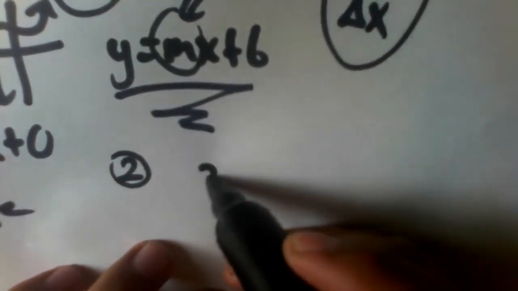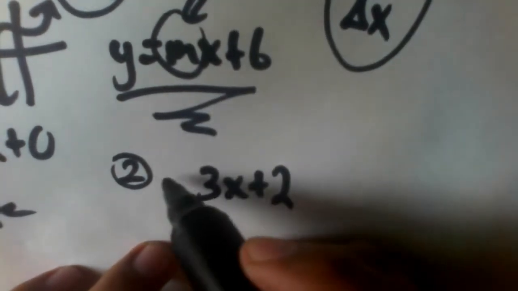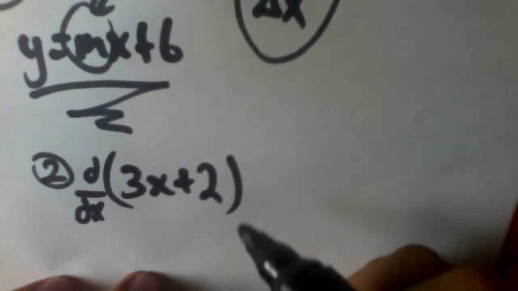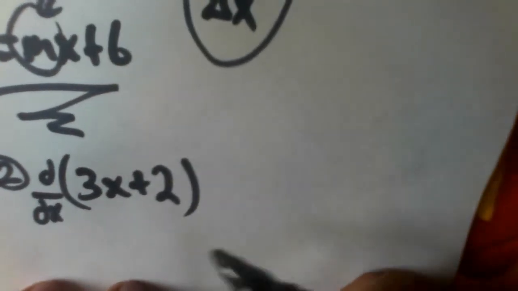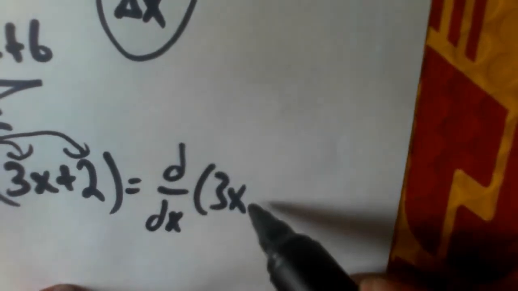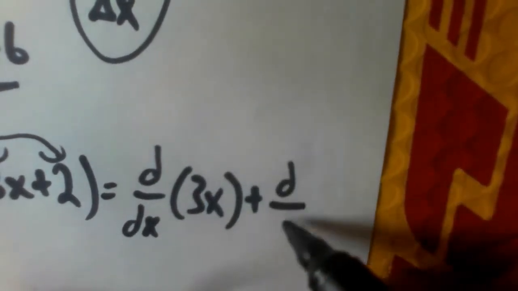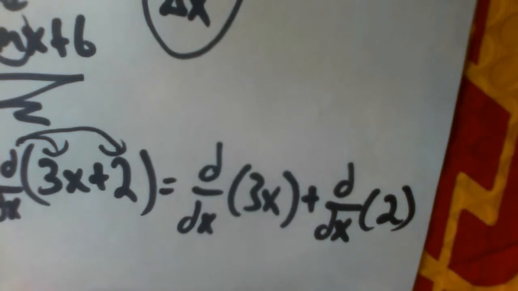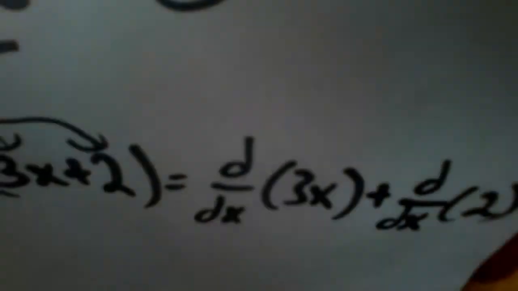We can do another example. So let's say we have 3x plus 2, right? This is our function, and we want to take the derivative. Well, basically, when you're taking the derivative of this, it's actually something linear. You can actually take the derivative of this first, and then the derivative of this. So what I mean is, this would be the same thing as d/dx of 3x plus d/dx of 2.